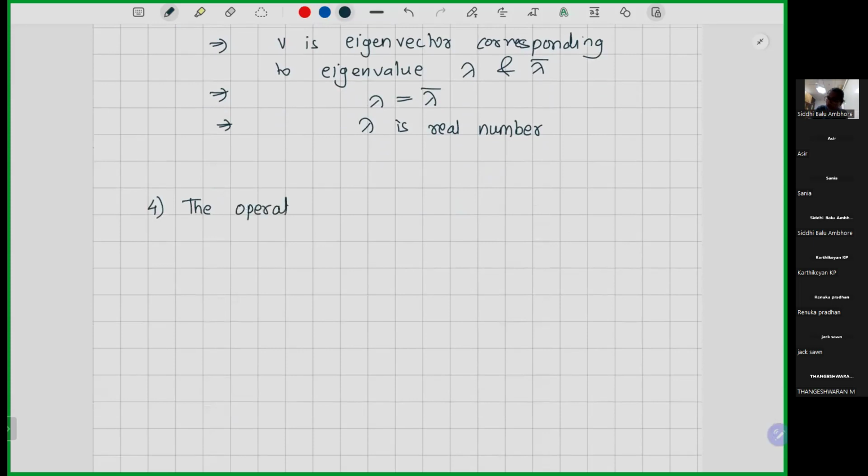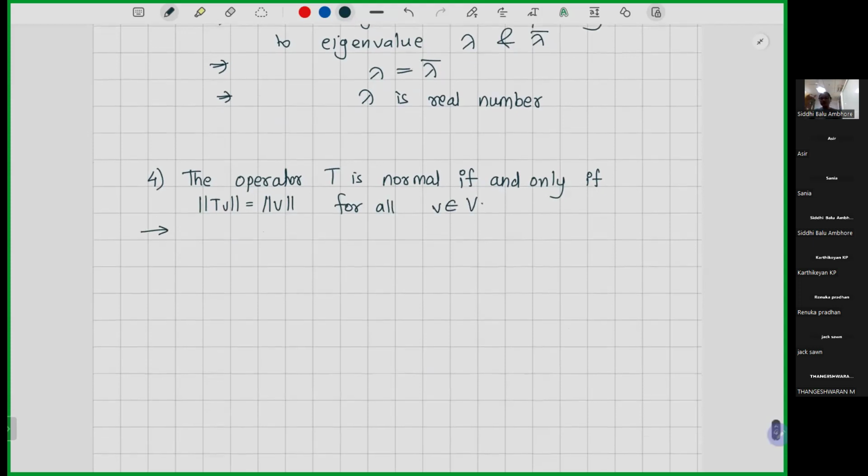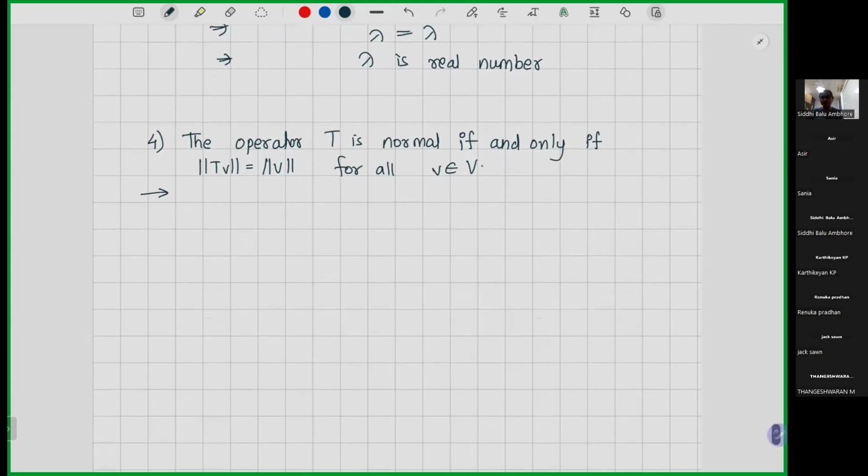The next statement: the operator T is normal if and only if norm of TV is equal to norm of V for all V in the space. So any cases for this? Thus T is normal if and only if norm of TV is equal to norm of V. Any cases for this?